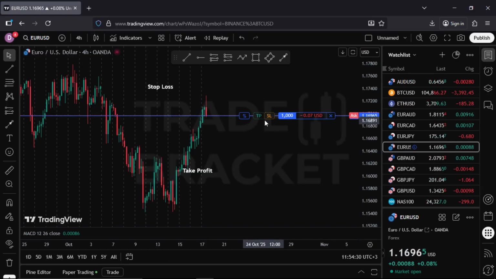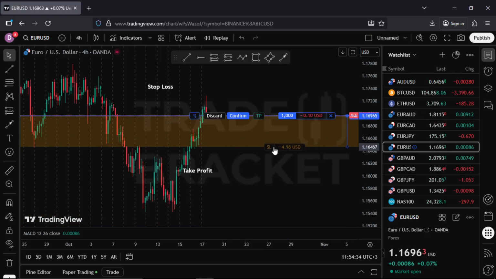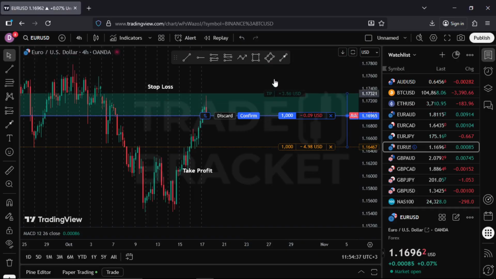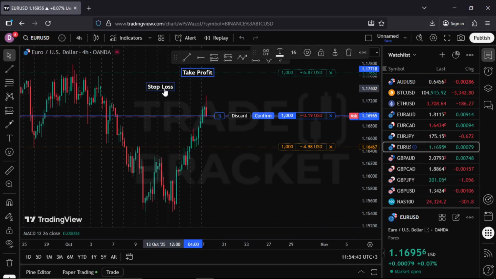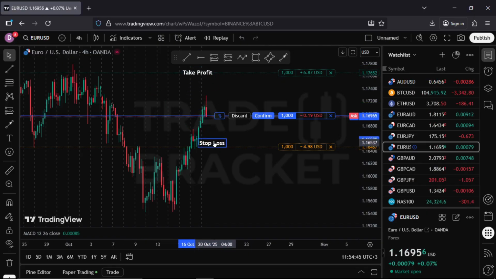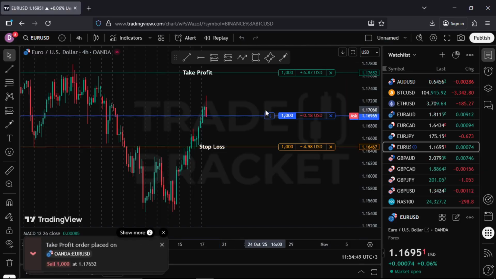Now since I'm buying, let's say I put my stop loss right here, and then my TP up here. Because this is a buy example, my TP will be up there, then my stop loss will be down here. And then confirm this trade.